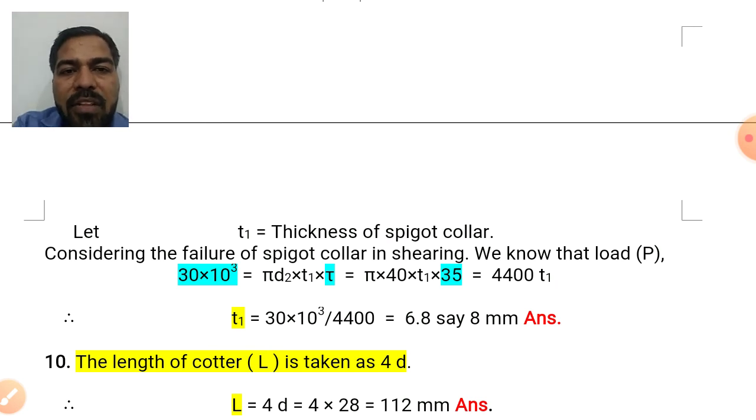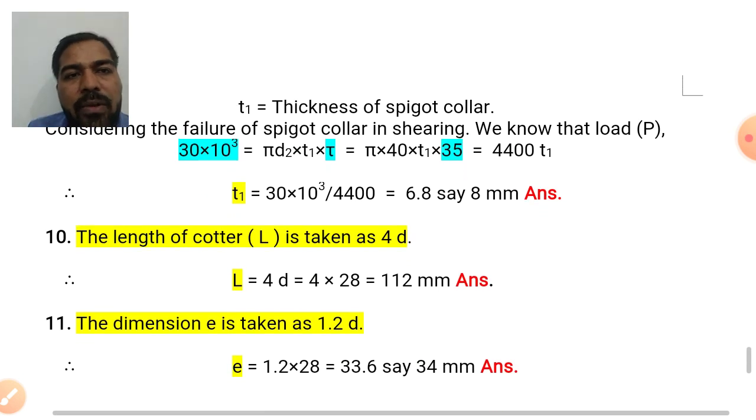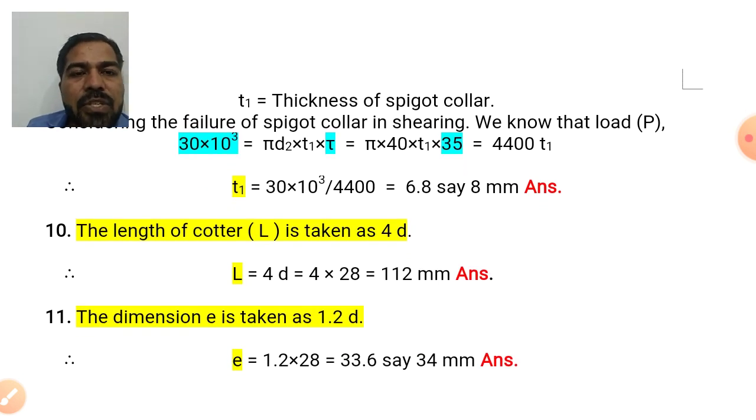Now the length of the cotter L is taken according to empirical formulas. L is equal to 4D, and we know that D is equal to 28 mm. So put the value of D in this equation. So the length of the cotter L is equal to 112 mm, and now the dimension E is taken as 1.2D. It is an empirical relation. So E is equal to 1.2 into 28, which is equal to 34 mm.